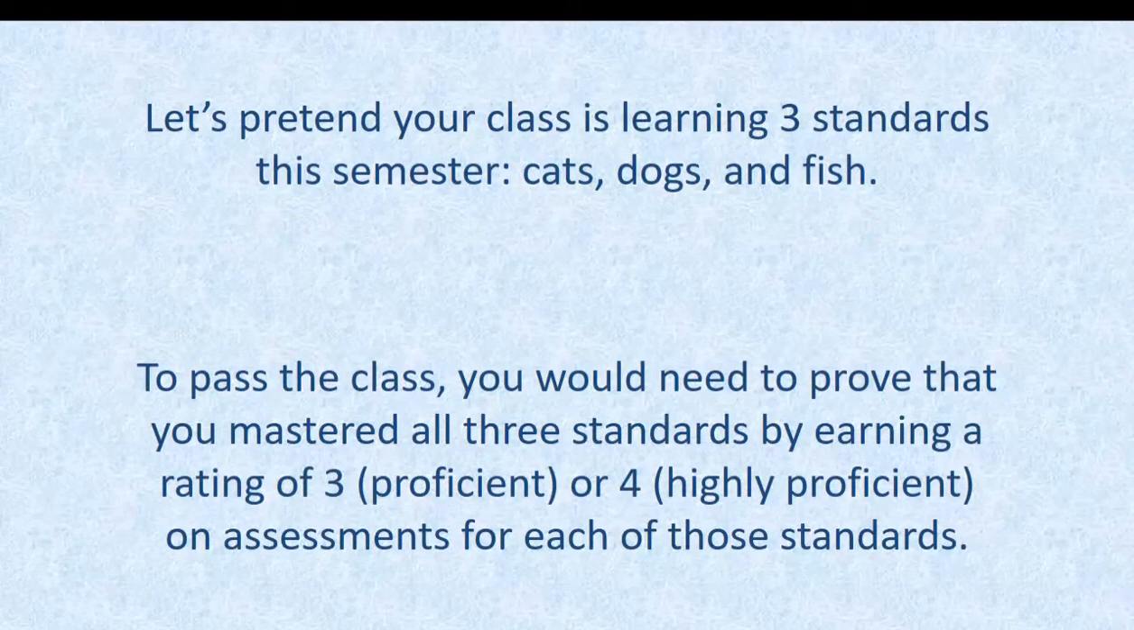Let's pretend that your class is learning 3 standards this semester: cats, dogs, and fish. And we can talk about who's a cat person and who's a dog person later, but dogs rule, I'm just saying. All right, but to pass this class, in this situation, you would need to prove that you mastered all 3 standards by earning a rating of 3, which is proficient, or 4, highly proficient, on the assessments for each of those standards. So you would have to get proficient or highly proficient on cats, and proficient or highly proficient on dogs, and highly proficient or proficient on fish as well, all 3.